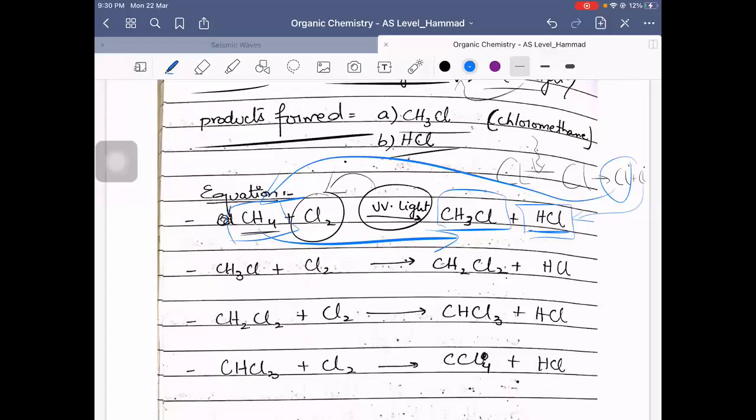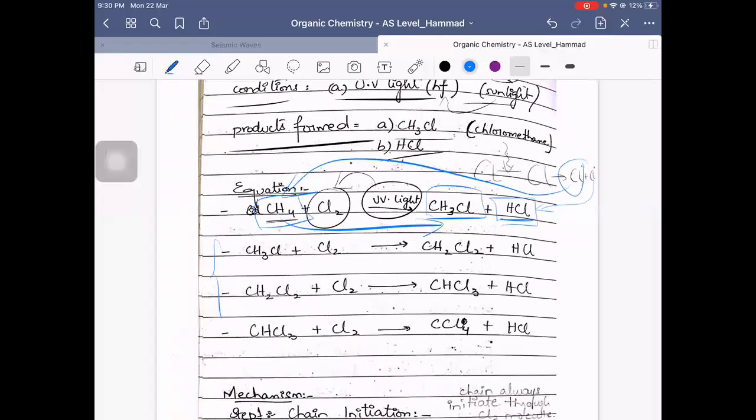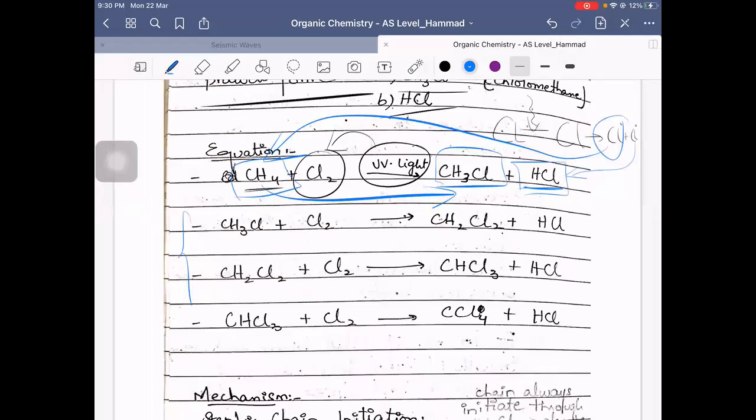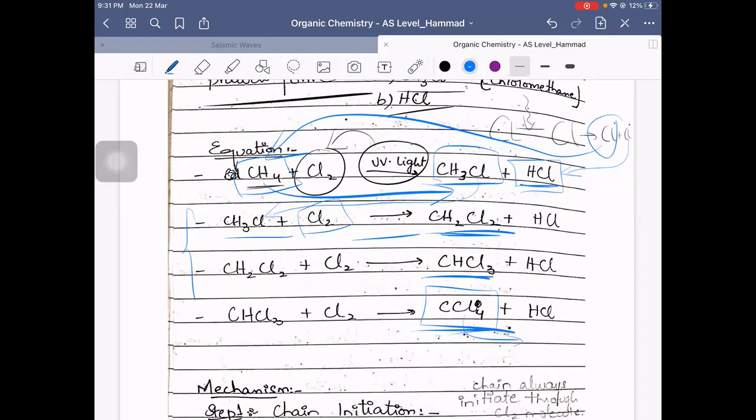By the way, you need to understand that this is a chain reaction, meaning to say it keeps on continuing. It does not stop there and then. This chloromethane will further react with another chlorine molecule because obviously you do not have one chlorine molecule in your container. There are large amounts of chlorine molecules. So it keeps reacting until all the hydrogen is removed from the CH4 molecule and you're left with tetrachloromethane, right? This is a chain reaction.